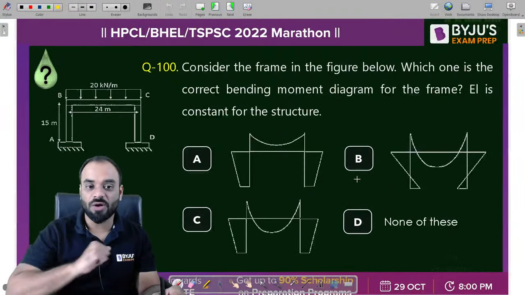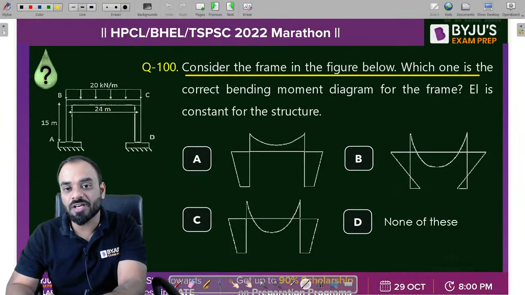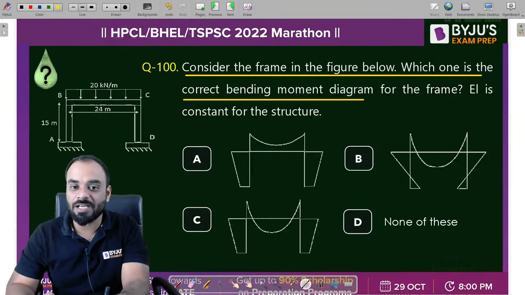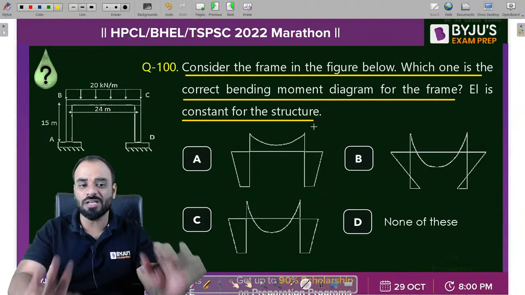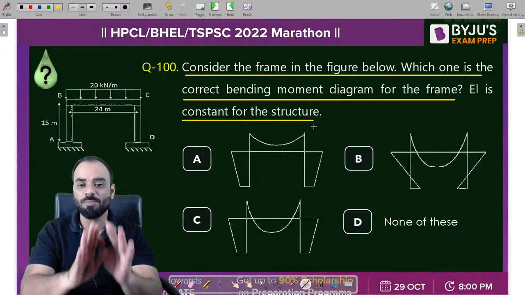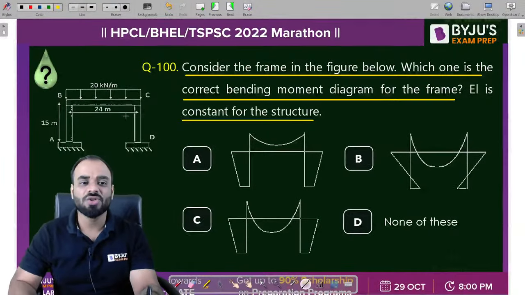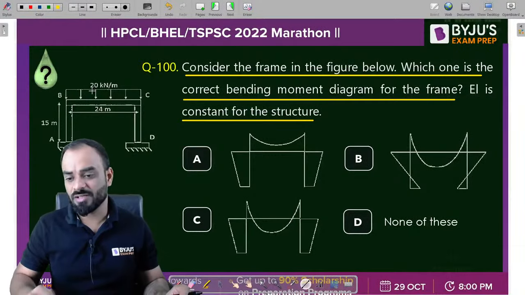Last question, guys, of the session. Consider the frame in the figure below. Which one is the correct bending moment diagram for the frame if EI is constant for the structure? Just tell me, guys, what should be the bending moment diagram of the structure? Very simple question, and I hope all of you are able to give the correct answer because you have seen the BMD of such type of structure too many times, right? Tell me.